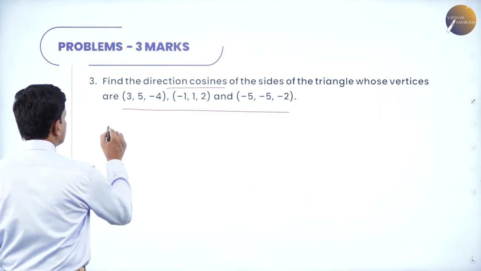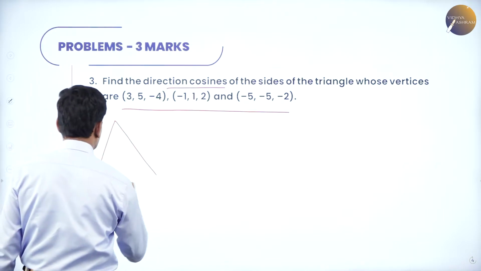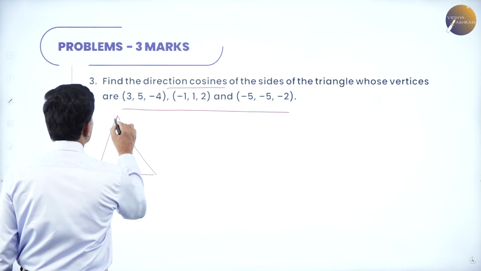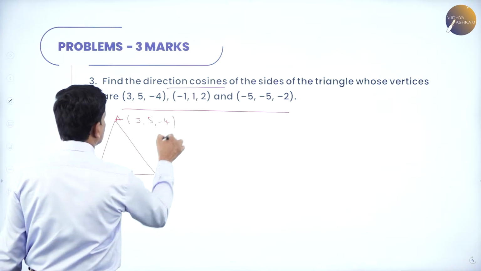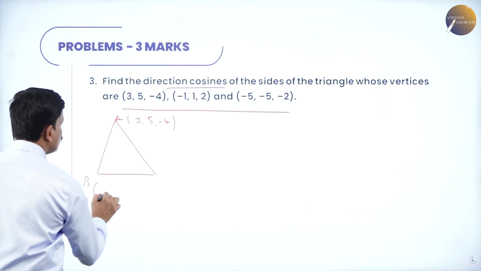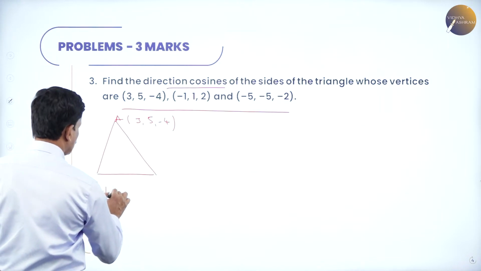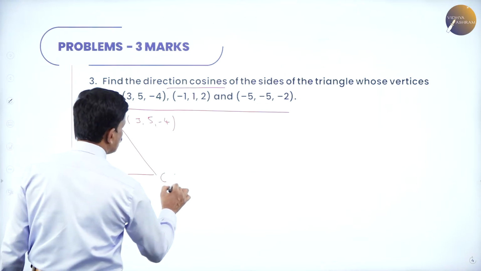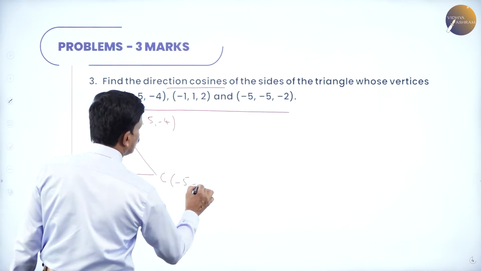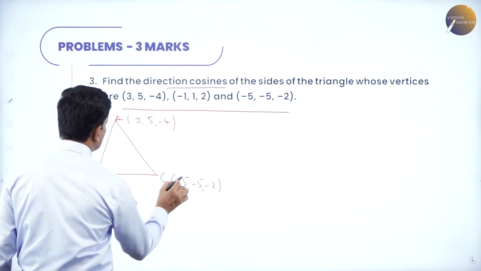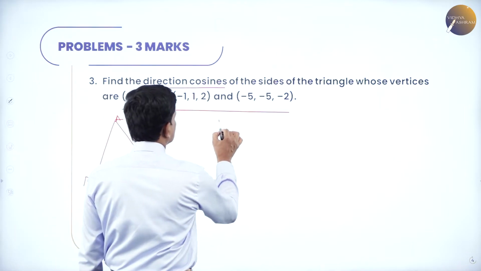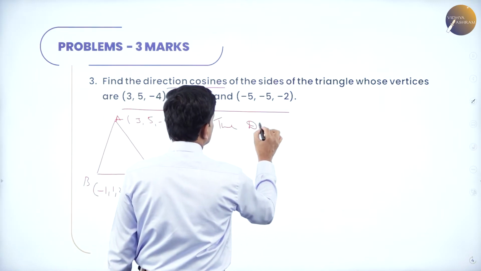Now let us draw the triangle first. This is the given triangle ABC. What is A? A is 3, 5, minus 4. B is equal to minus 1, 1 and 2. What is C? Minus 5 and minus 2. Now first find out the direction ratios.